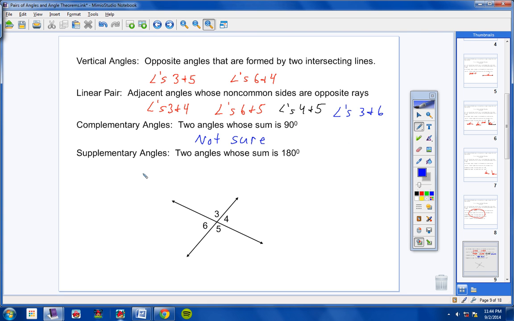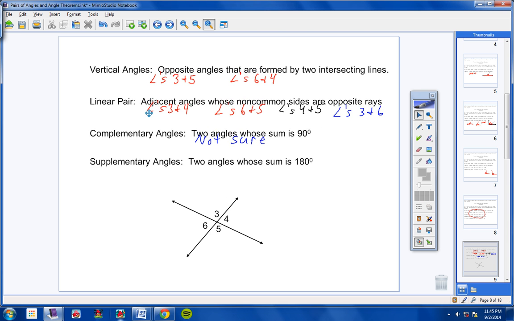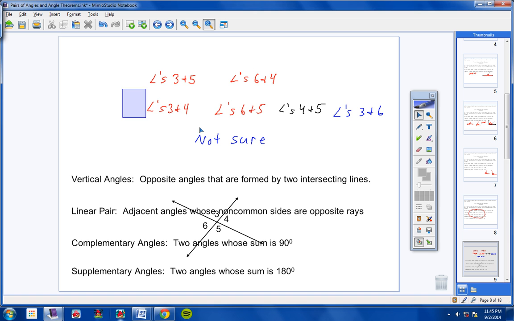So which angles are supplementary? Well, all of these angles right here. I mean, well, let me do this real quick here. Students, hold on one second.